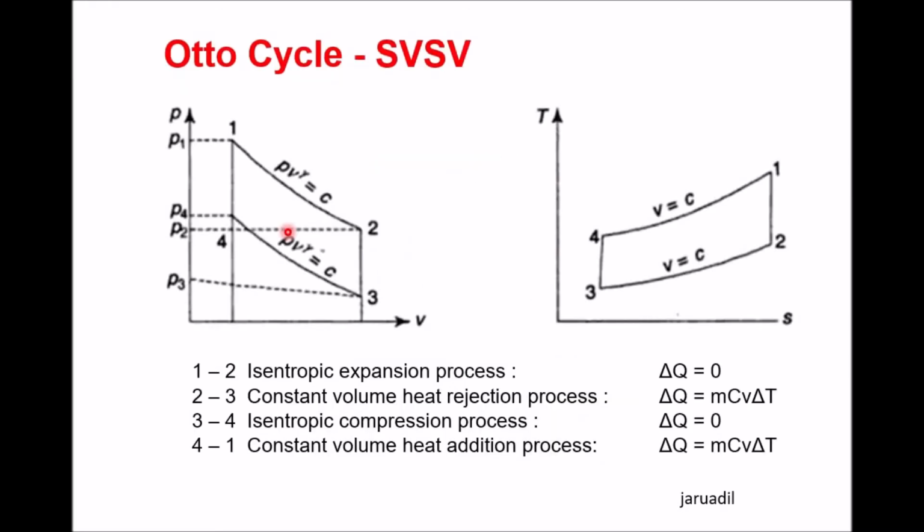Last video, we discussed the Otto cycle. So this is the Otto cycle. When we say a cycle, the final state coincides with the initial state. So this one is a cycle because point 1 goes to point 2 at constant entropy, then 2 to 3 at constant volume, 3 to 4 at constant entropy, and back to 1 at constant volume. So this is a cycle. The final state coincides with the initial state.